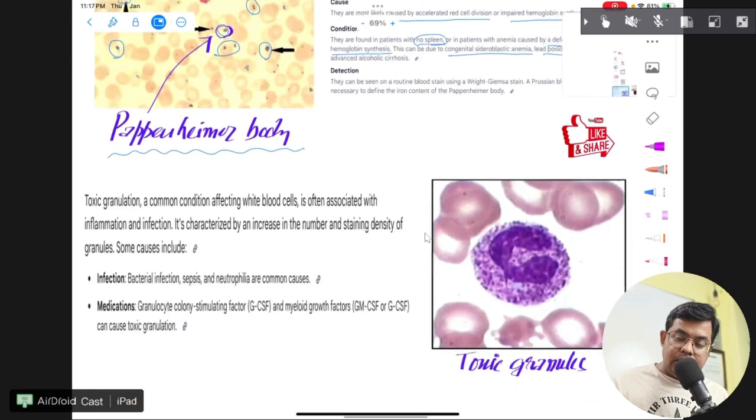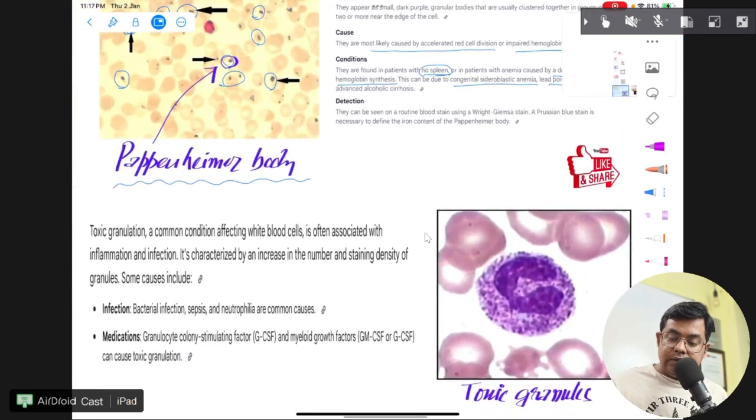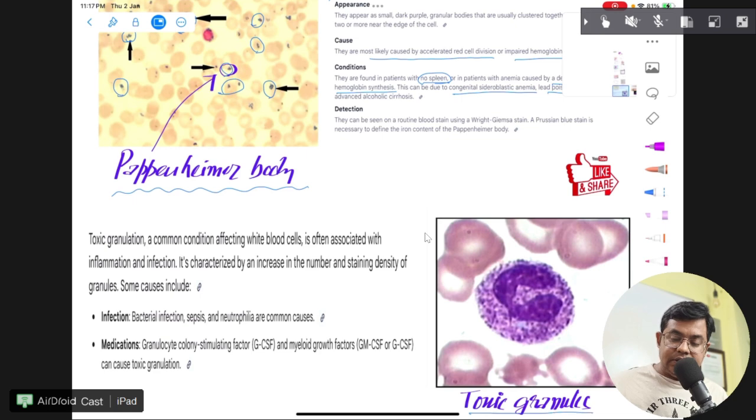Now, coming to the last inclusion, that is the toxic granules, and it is seen within the neutrophils. So toxic granules are a common finding in white blood cells, often associated with inflammation and infection. Especially, we find this most of the time in some kind of infections. The presence of these very large granules within neutrophils indicates some kind of infection that is going on, and the most common cause is sepsis.